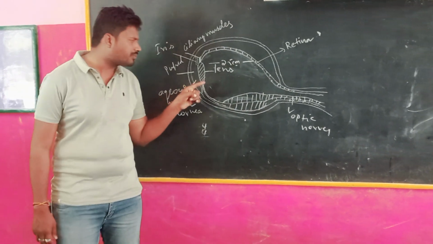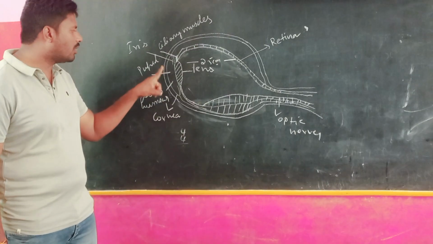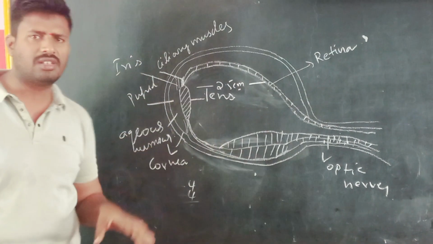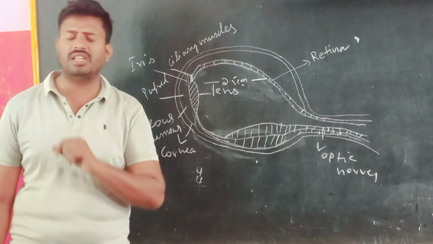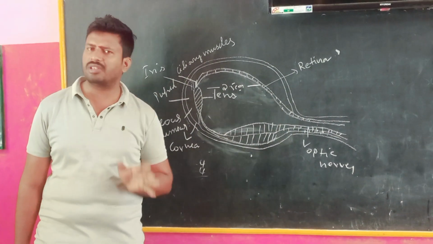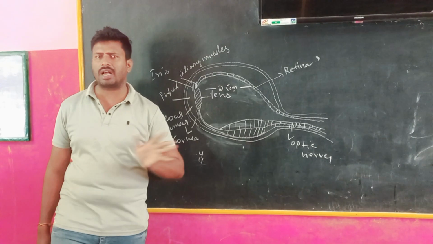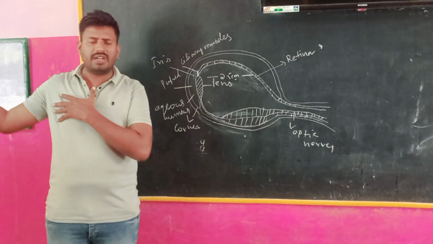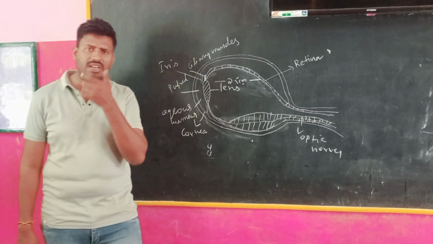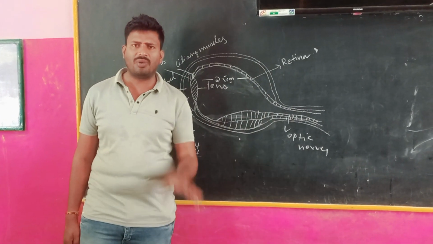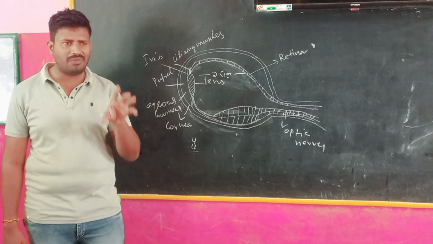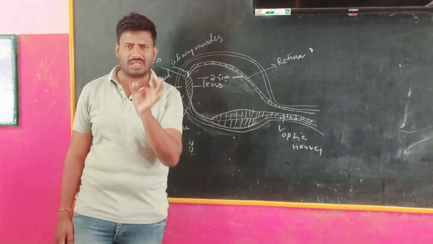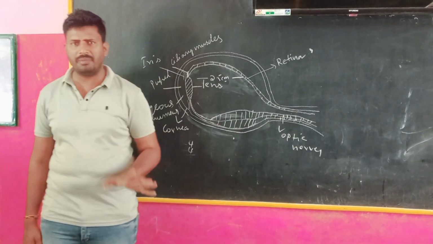And one more thing, to this lens, ciliary muscles are attached. Ciliary muscles play an important role in accommodation of the eye lens. Normally, when we see a distant object, ciliary muscles are relaxed, and the focal length will be maximum. When we see an object very near to us, then ciliary muscles are strained, and the focal length will be minimum.